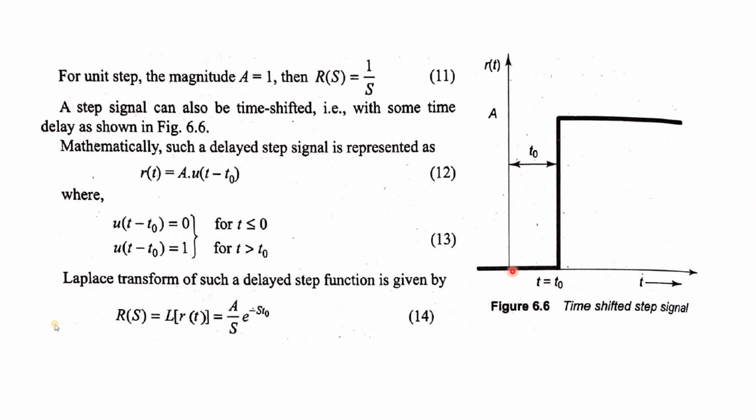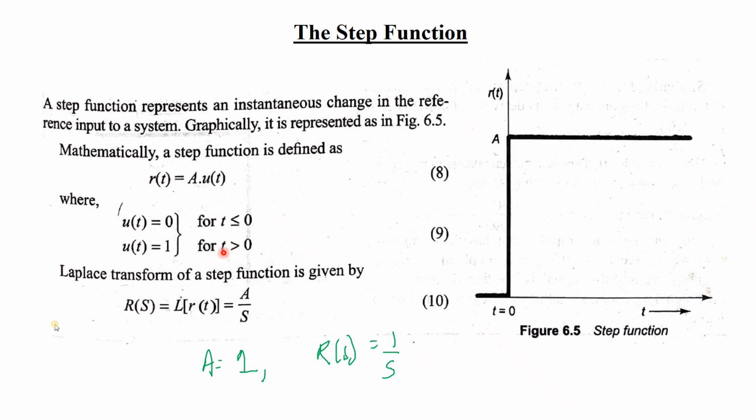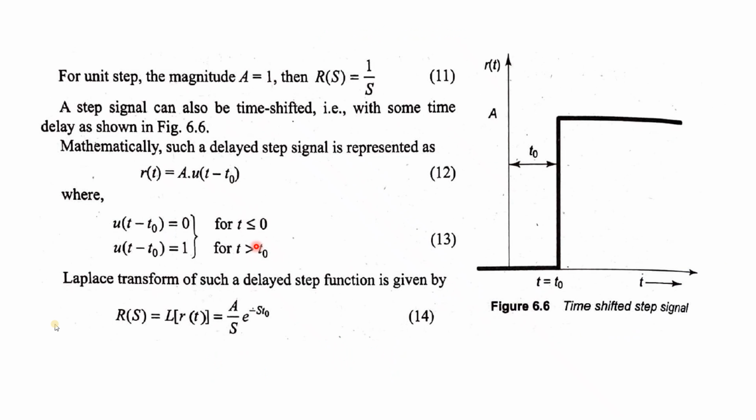Then how can I do that? Then the time t will be t0. That means after t0 you will get the magnitude, and before t0 it will be 0. Just like what you have written over here, t greater than 0, the signal is 1, and t less than or equal to 0, the signal is 0. In this case, it will be t greater than t0, then it is 1, and if t is less than t0, it is 0.